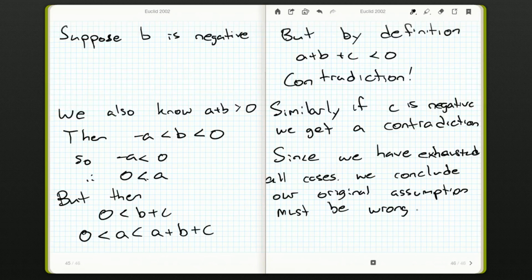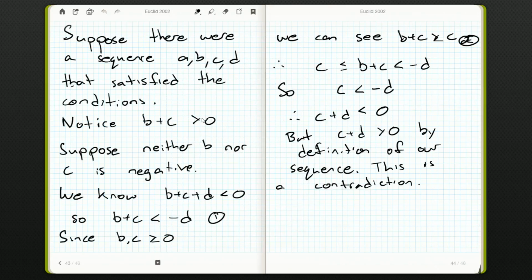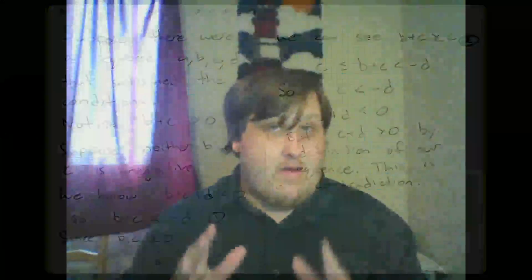So our original assumption must be wrong. So no such sequence can exist. We assumed we could have a sequence. And then we said, okay, look at B and C. We did some experimentation, and the experimentation was actually quite key. We tried to build a sequence, and we saw, where does it fail? Well, it seemed to fail around the middle numbers B and C. So we said, let's suppose there was a sequence, and let's focus on B and C. And we said the negativity of B and C is sort of what's throwing us off.